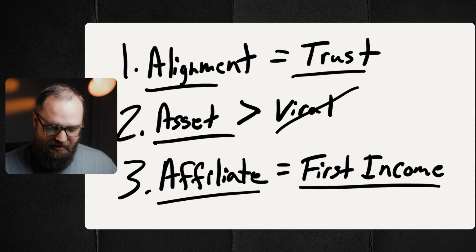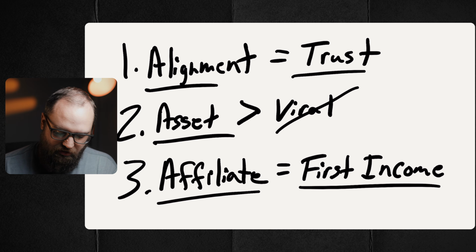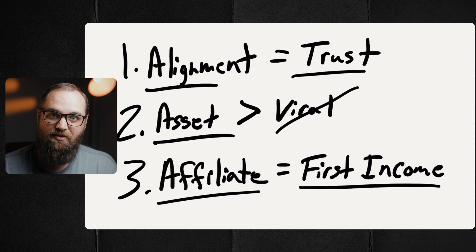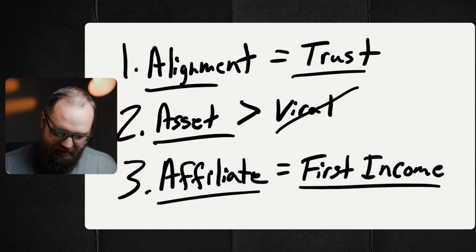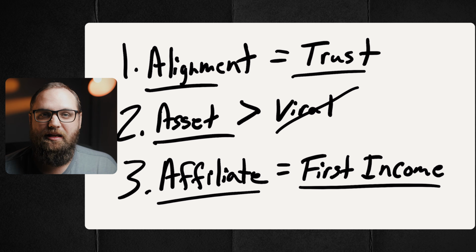So that's the three things. You have 1, alignment equals trust. 2, asset is greater than viral, so your video needs to be greater long term than just the virality of something. And then the third thing is the affiliate is equal to first income. So if you're under 1,000 subs and you're wondering how to make money, don't wait to monetize. Make aligned content, turn it into an asset, and set up affiliates early. Set it up right away. That's how you win from the start.